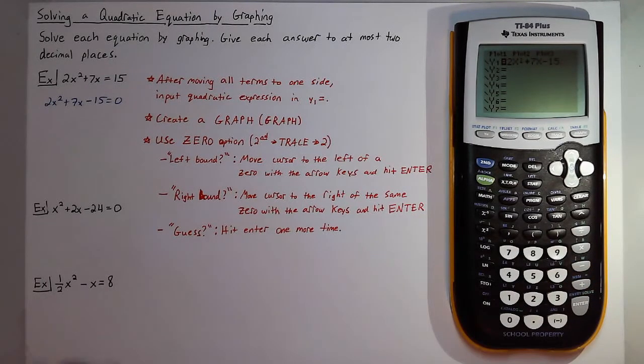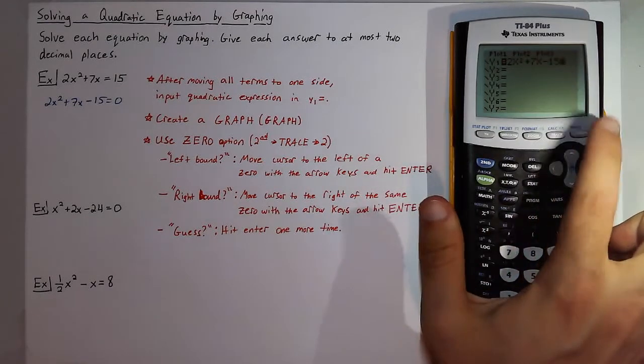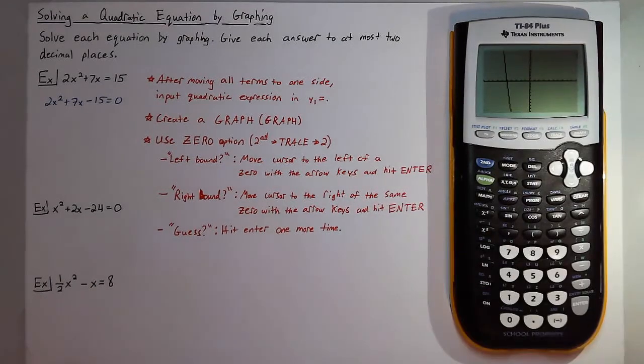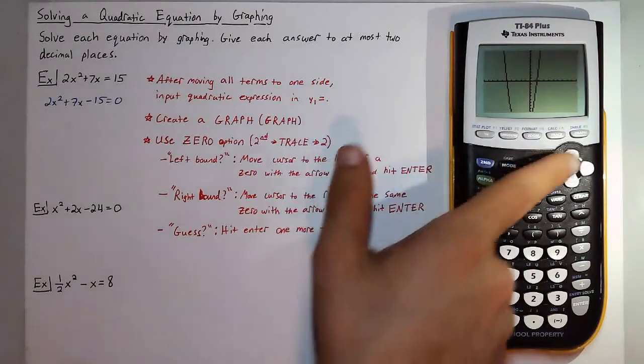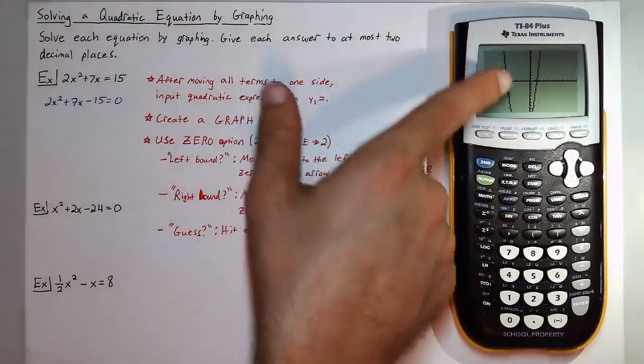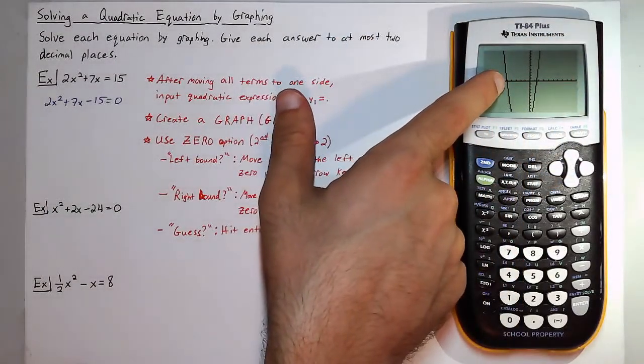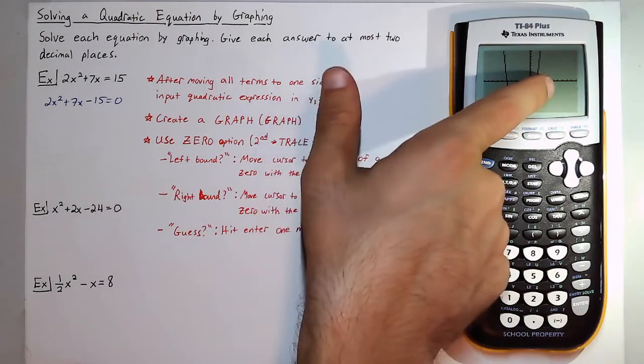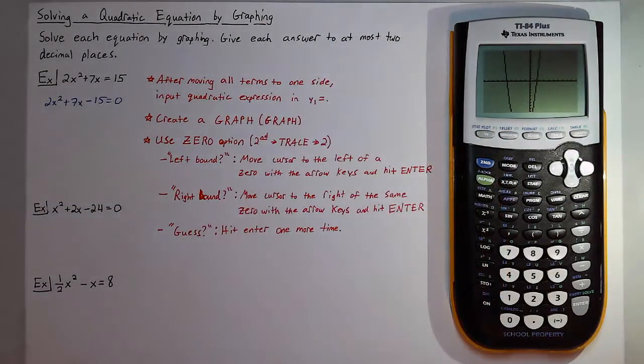And then I will graph. So I'll hit the graph button, and it'll show me a quadratic. Now it makes a little parabola. And you'll see here it crosses the x-axis over here on the left and on the right here on the other side of the y-axis. So I need to find out where it crosses.